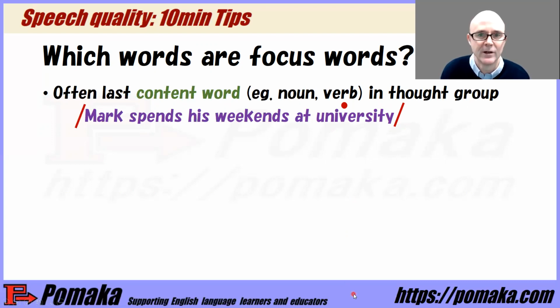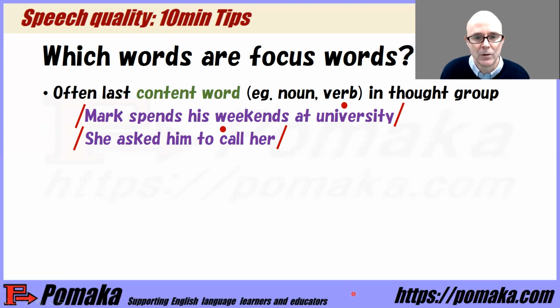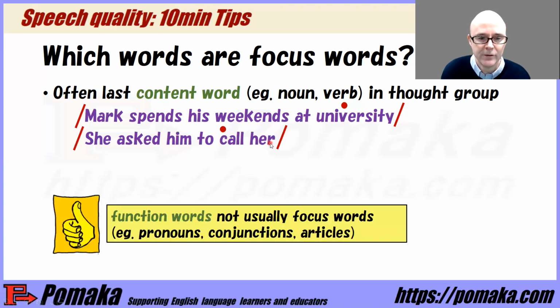Let's look at another example. She asked him to call her. Here, call is the last content word of the thought group, so call becomes the focus word. Her is what we call a function word. Function words are grammatical words, and they're not usually focus words in thought groups. So function words, for example, are pronouns, conjunctions, articles, these words that create grammar.